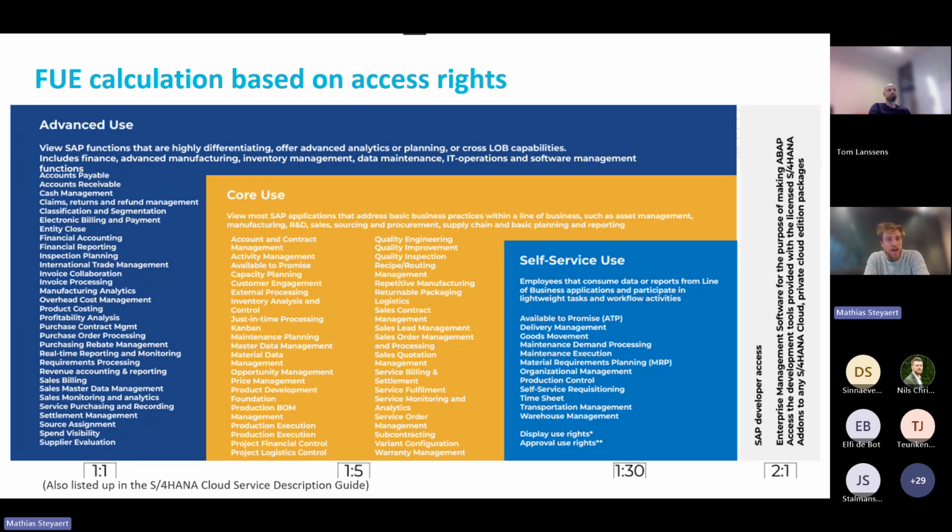Then in the middle we have the core use, with inventory analysis, for instance, Kanban, production, BOM maintenance, these kind of things, quality. These are correlated, which means 1 in 5, as it is below. So you have 5 core users for 1 FUE.